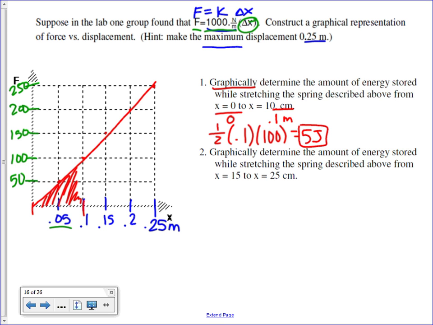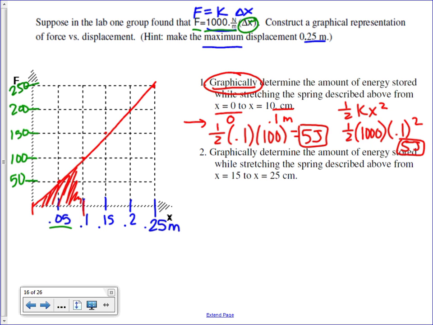We also could have used the equation 1/2 kx squared. 1/2, the k is 1,000, times the stretch, which is 0.1 meters, squared. If we do that calculation, we would have gotten the same answer of 5 joules. However, we did it this way first because it wanted to know it graphically, which means finding the area.